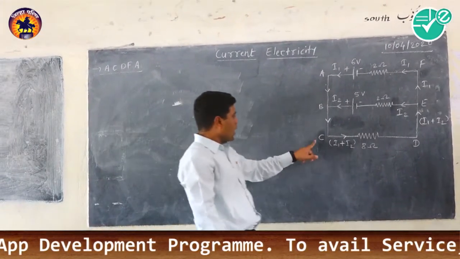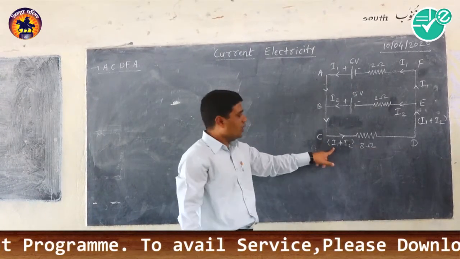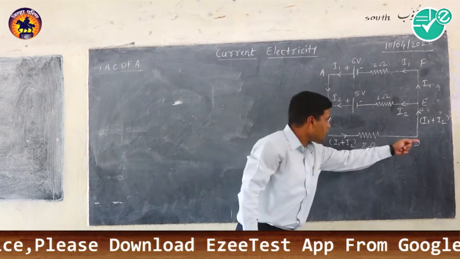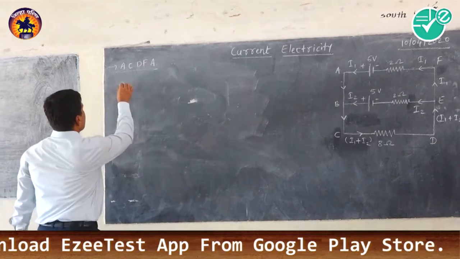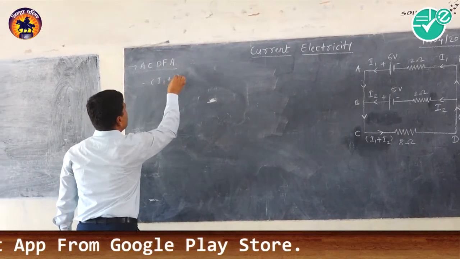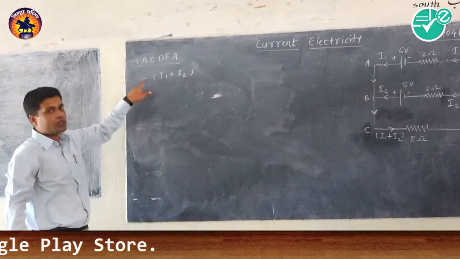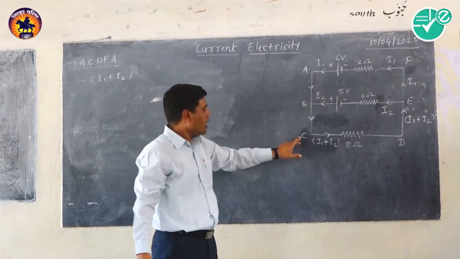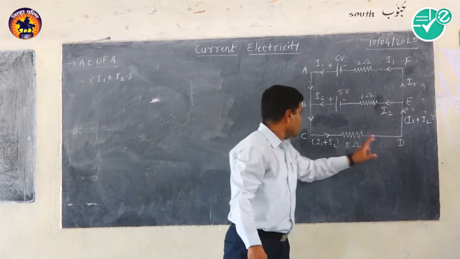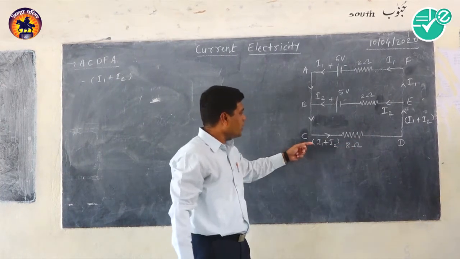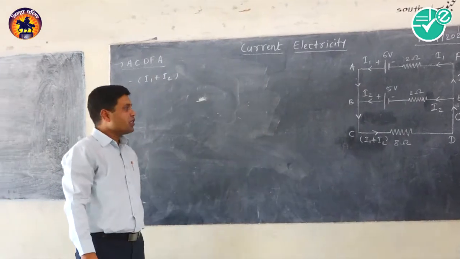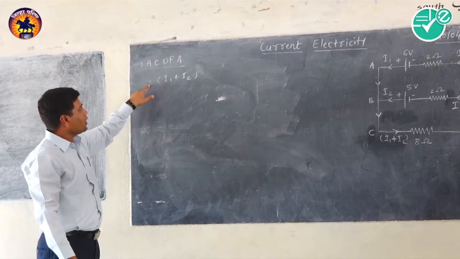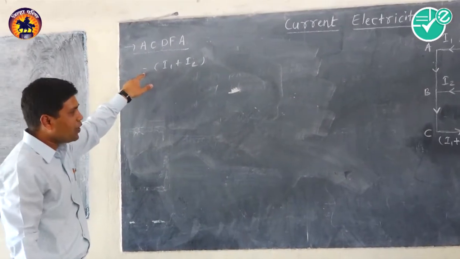As we move from C to D, we observe that the current I1 plus I2 is flowing in the same sense as the loop. That is why this current I1 plus I2 will be treated as negative. There is a single resistance of 8 ohm, and the current flows through it in the same direction as the loop. So we have taken the current as negative, minus (I1 plus I2) into 8.